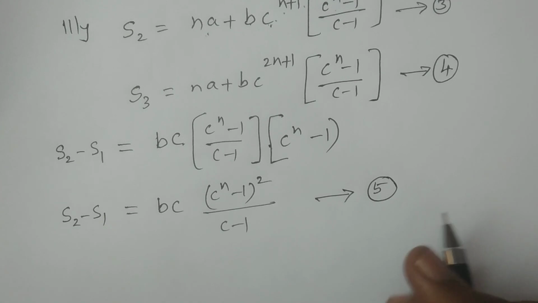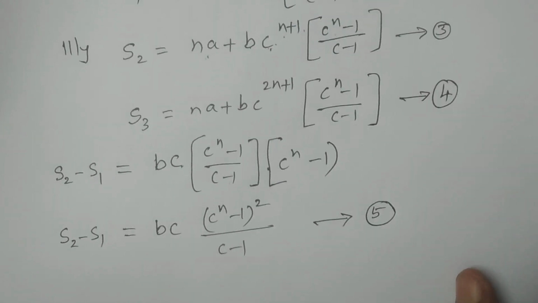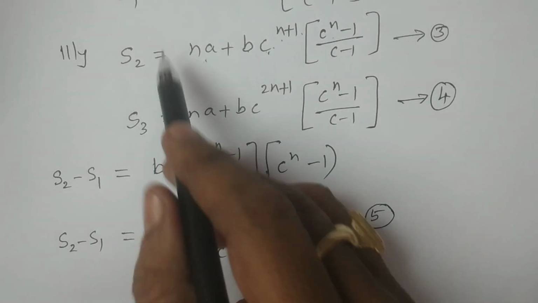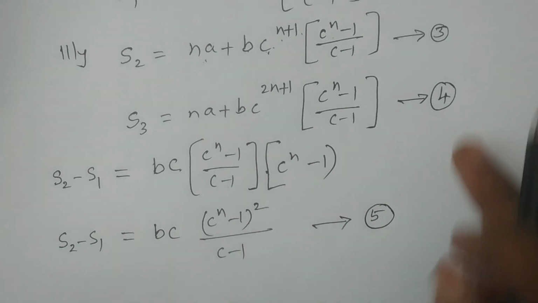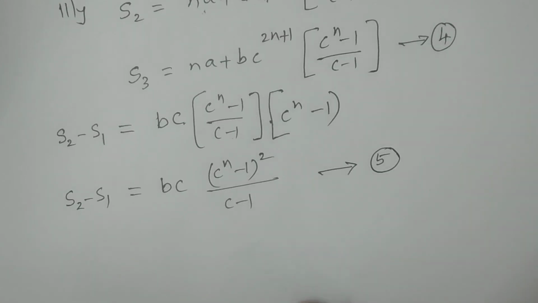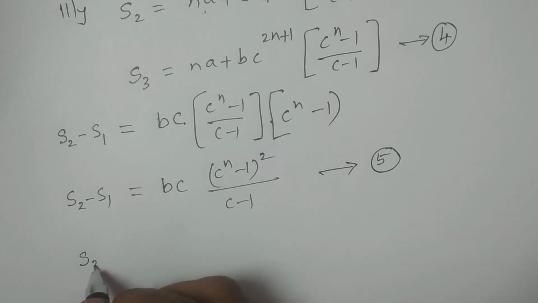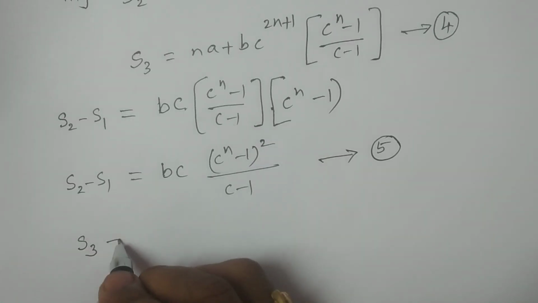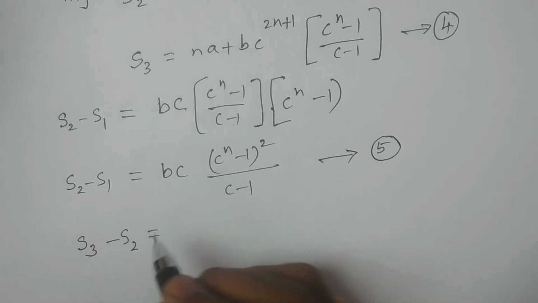And now, subtracting S3 and S2, what will you get? That is from equations 3 and 4. Subtracting 4 minus 3, what will you get? That results in S3 minus S2. That is what we are calculating, S3 minus S2.